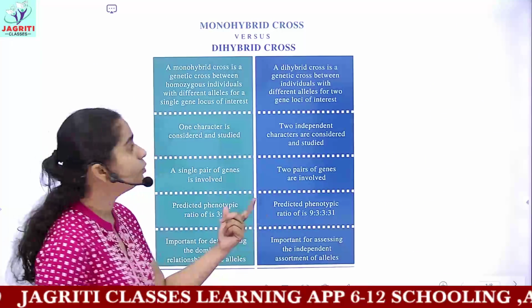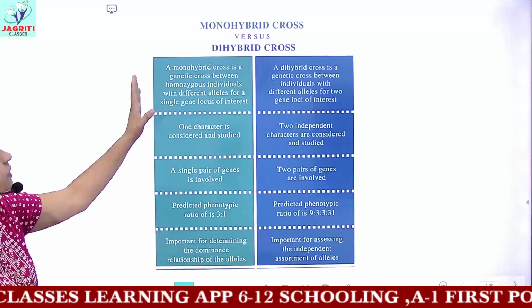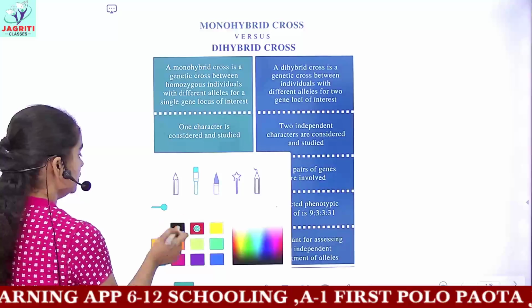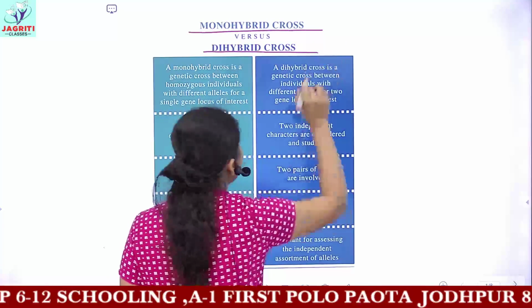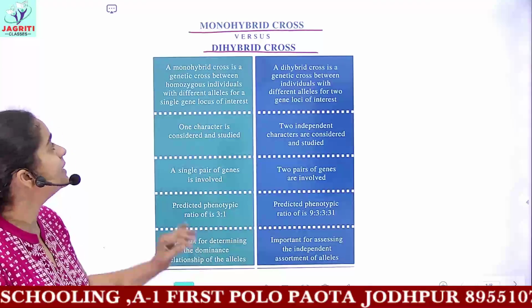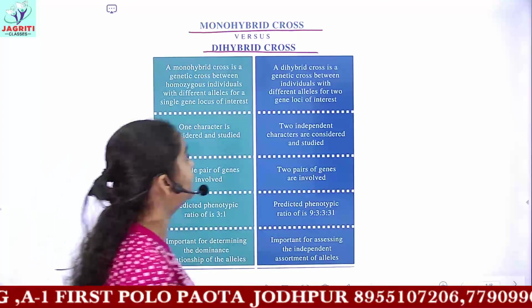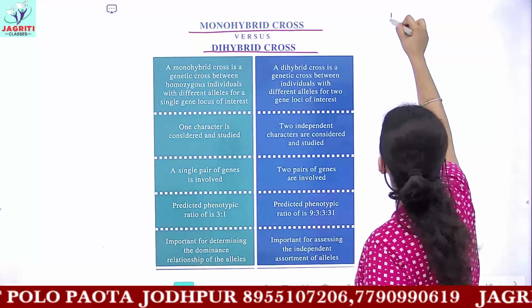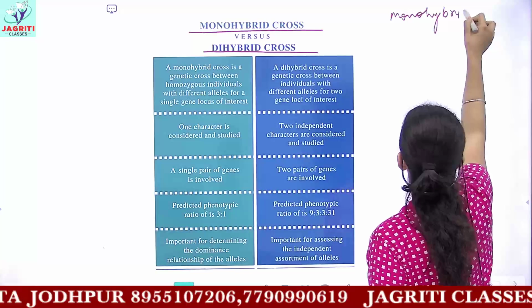So you have two different kinds of cross which you have to study. The first is monohybrid cross and the next is dihybrid cross. So we have to study the two different kinds of cross, monohybrid and dihybrid. Firstly, we'll be seeing what you mean by the terms monohybrid and dihybrid. I'll write it in simple language for you to understand.